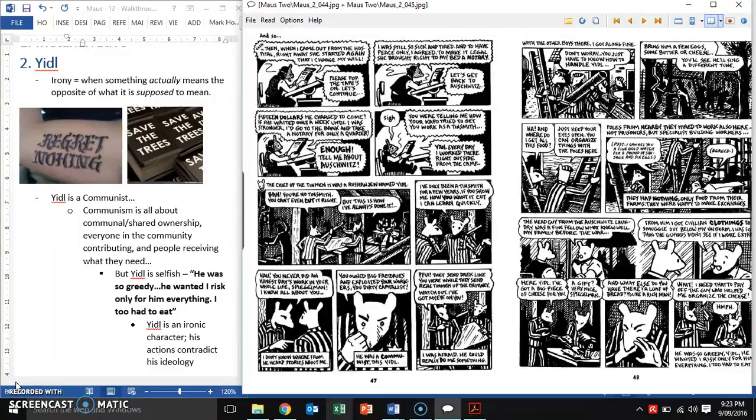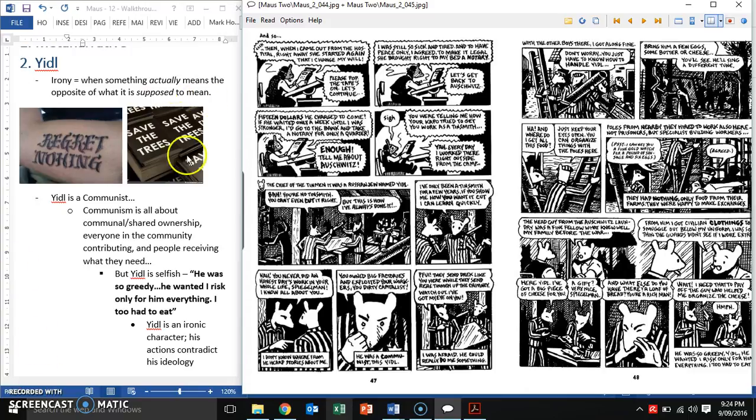I think he's worth a mention, despite him not being a huge character, because he's a really great example, I think, of irony. Now, broadly speaking, and this is pretty broad, irony is when something represents the opposite of what it is seemingly meant to.